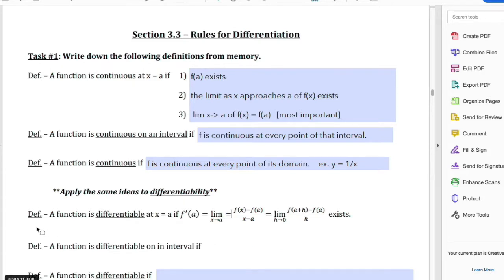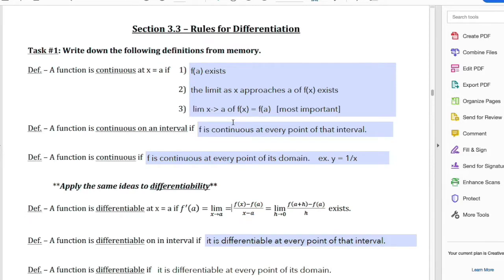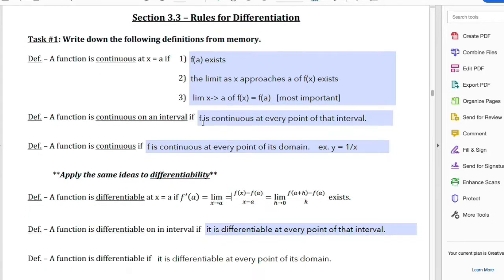Now, similar to continuity above, a function is differentiable on an interval if it is differentiable at every point of that interval. And it's differentiable in general, as you may have guessed, if it's differentiable at every point of its domain. So that's an important recap with those definitions.